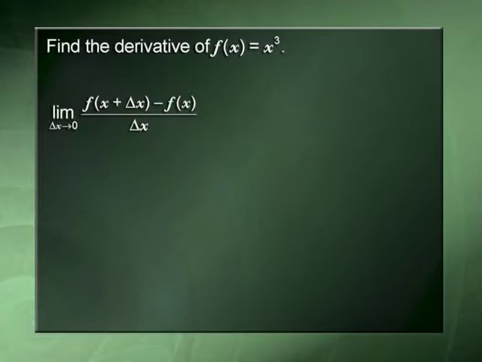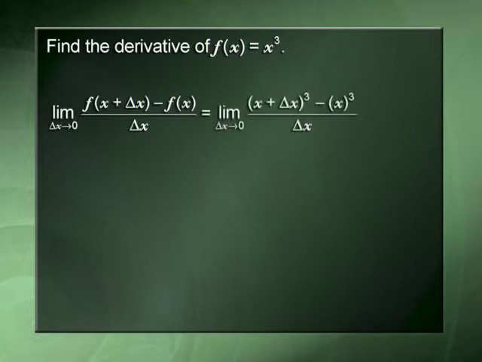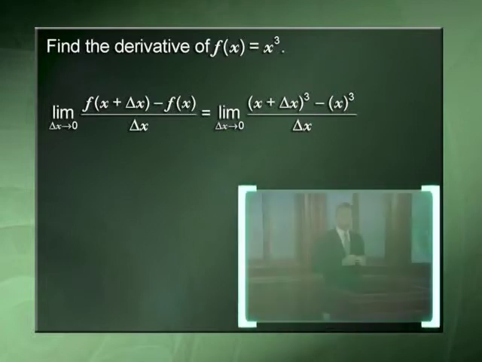In all of these problems, you cannot just plug in 0 for delta x, because look at the denominator. It would be 0. So you have to do some manipulations. Let's see how to manipulate this one. The numerator will be f of x plus delta x, which means you take x plus delta x and you cube it. And then you subtract f of x, so minus x cubed, and all divided by delta x.